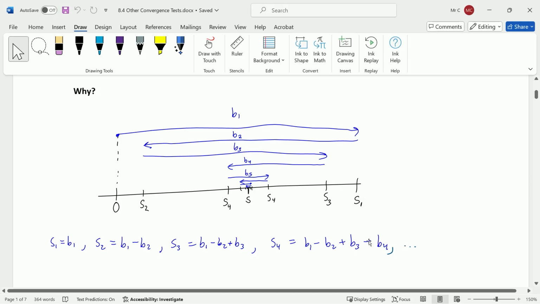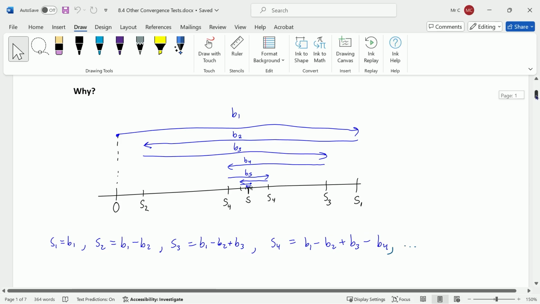And then I subtract b4, and I end up here. And you continue this back and forth and back and forth. And so what that tells you is, because each term is getting smaller and the terms are approaching 0, that you're going to essentially go back and forth narrowing down on some value, and that value will be the sum of the series.